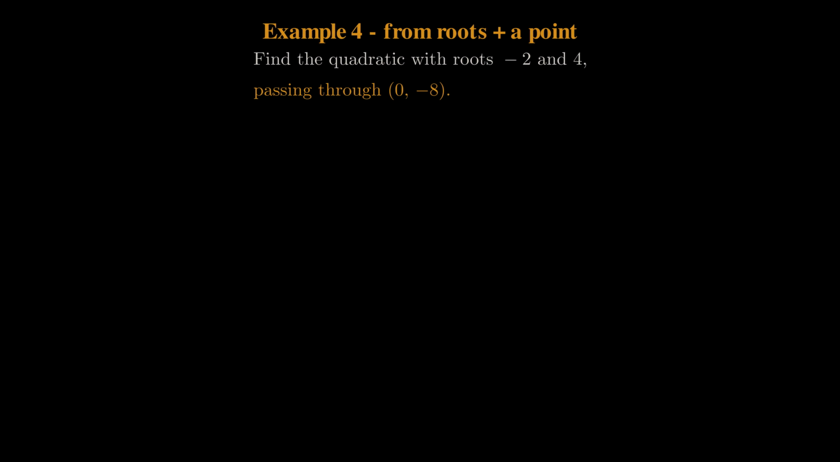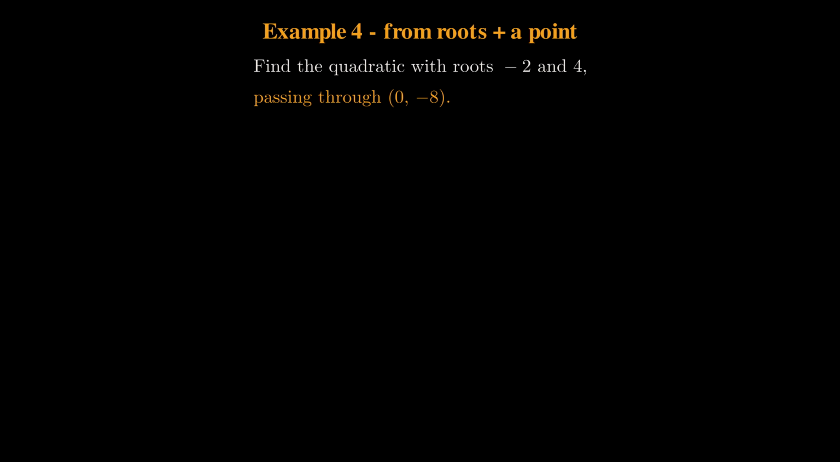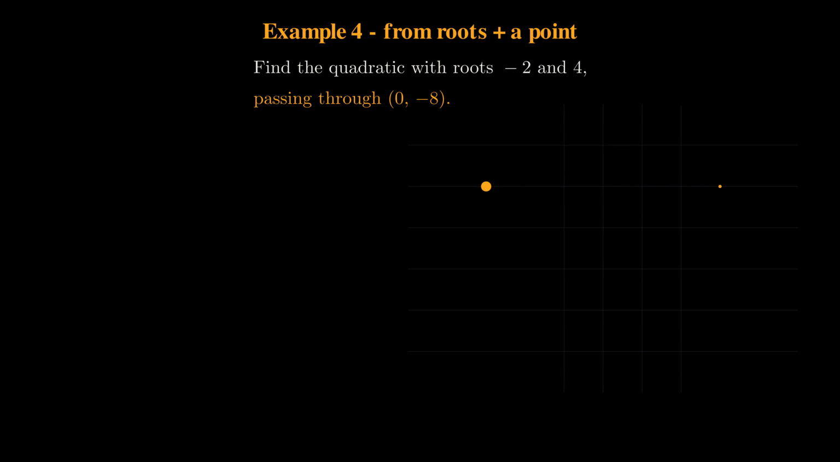Example 4 runs the machine in reverse, building a quadratic from its features, a real exam favorite. Find the quadratic with the roots minus 2 and 4, passing through the point (0, minus 8). Roots scream factored form. If the roots are minus 2 and 4, then f of x is a times (x plus 2) times (x minus 4).